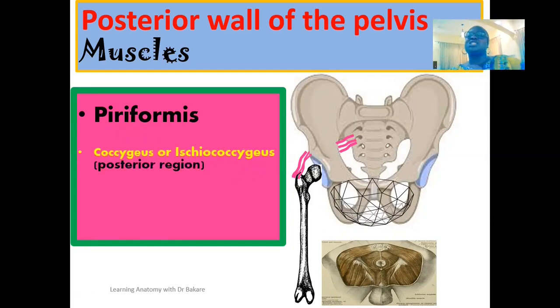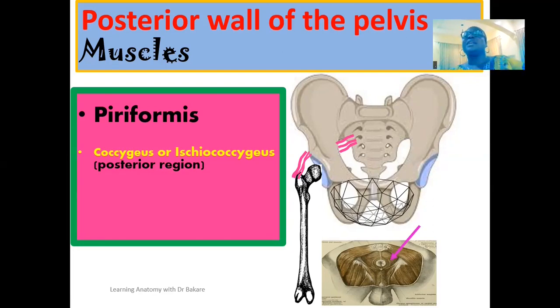Let's look at the coccygeus muscle. The coccygeus muscle is also referred to as the ischiococcygeus. This coccygeus muscle is located at the posterior part of the pelvic floor. If you try to use this image down here for illustration, this region that is arrowed at this point is where we have the pelvic floor.